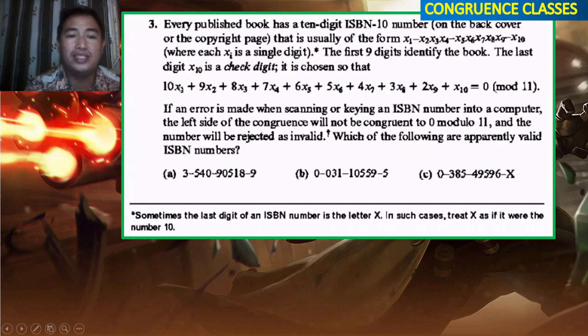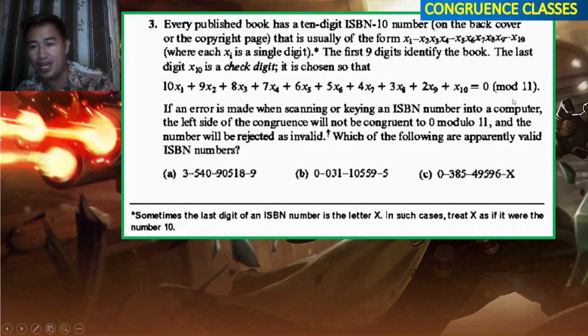The first number is multiplied by 10, plus the second multiplied by 9, the third by 8, then 7, 6, 5, 4, 3, 2. The multipliers decrease while the digits go in order: x sub 1 with 10, x sub 2 with 9, x sub 3 with 8. This formula is fixed. The sum must be congruent to 0 mod 11. So substitute the numbers, and the result should be congruent to 0 mod 11.